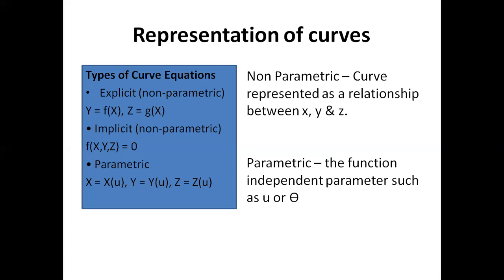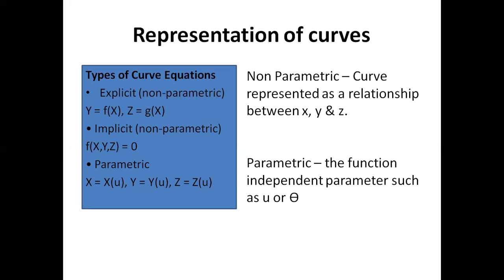Non-parametric curve is again divided into two types: explicit non-parametric curve and implicit non-parametric curve. In explicit non-parametric curve, y is equal to f of x or z is equal to g of x, meaning y is a function of x or z is a function of x under g. But in implicit, it is a function of x, y and z equal to 0. Means in an implicit curve the function must be equal to 0, but in an explicit curve the function is not 0.